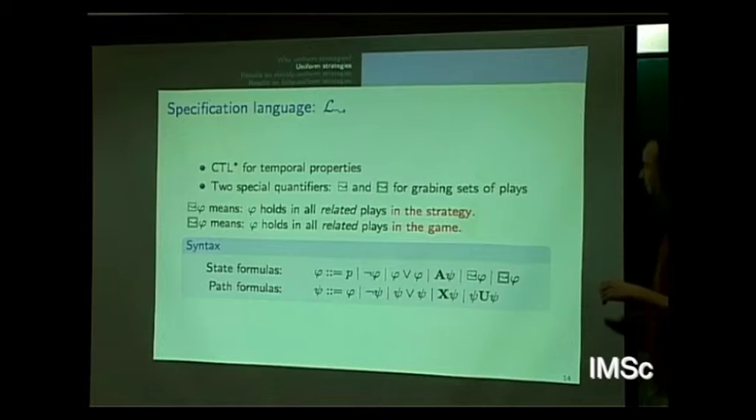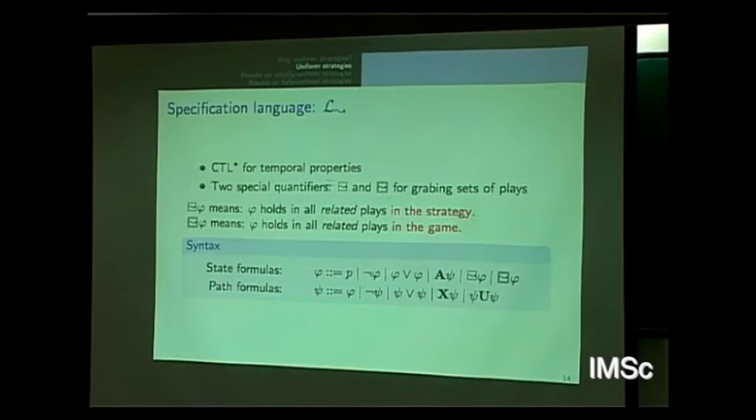And so we specify these properties that we call uniformity properties in our language. That is just CTL star for temporal properties of strategies. So CTL star, because we will see strategies as trees. I will show just in a few slides.